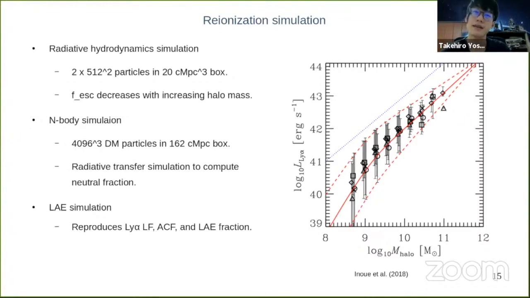Lyman alpha luminosity correlates with halo mass as shown in this figure. And this simulation reproduces the Lyman alpha luminosity function, autocorrelation function, and LAE fraction of the observations in the literature.